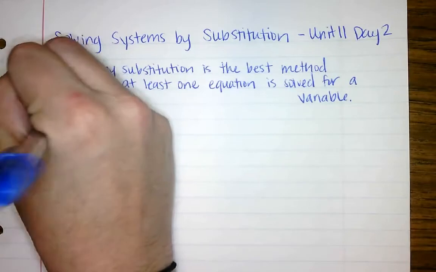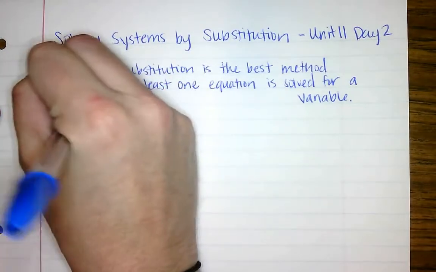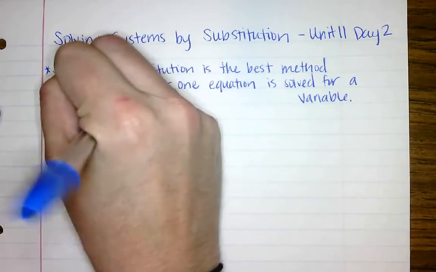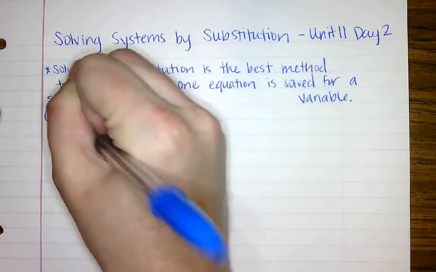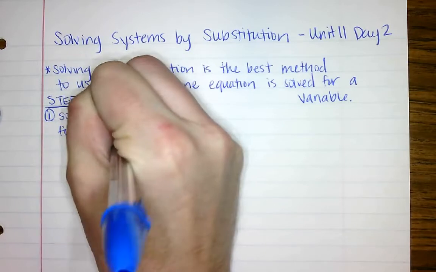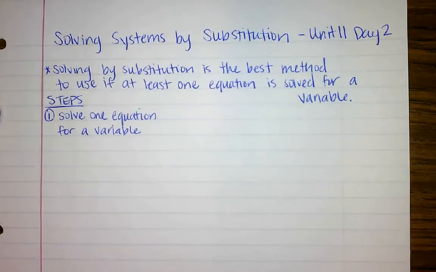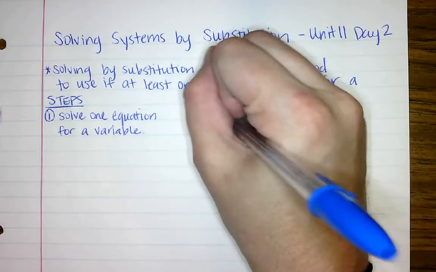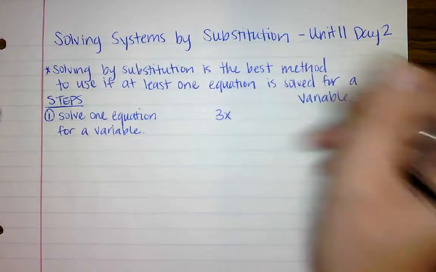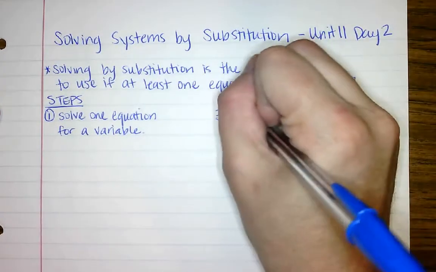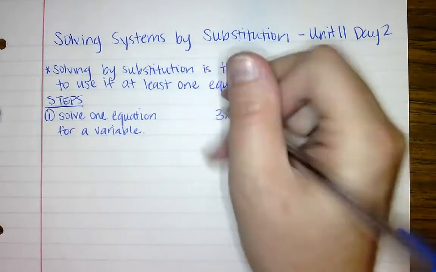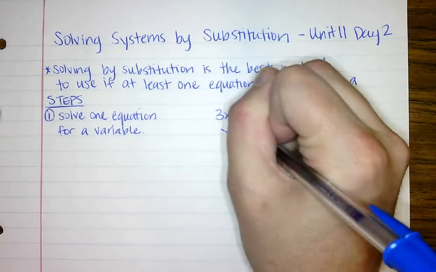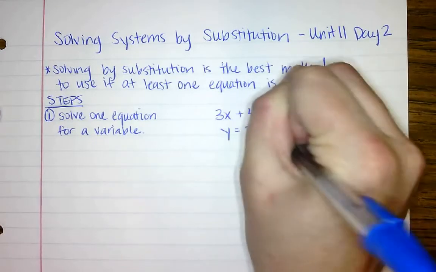The first step is that you need to solve one equation for a variable. This is only if it's needed. I'm going to rewrite this as our example here. 3x plus 4y is equal to 24. And my second equation is going to be y equals 2x minus 5.